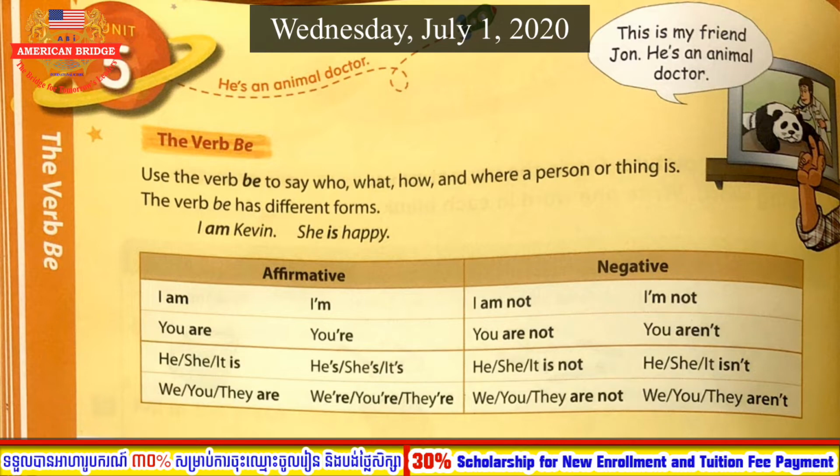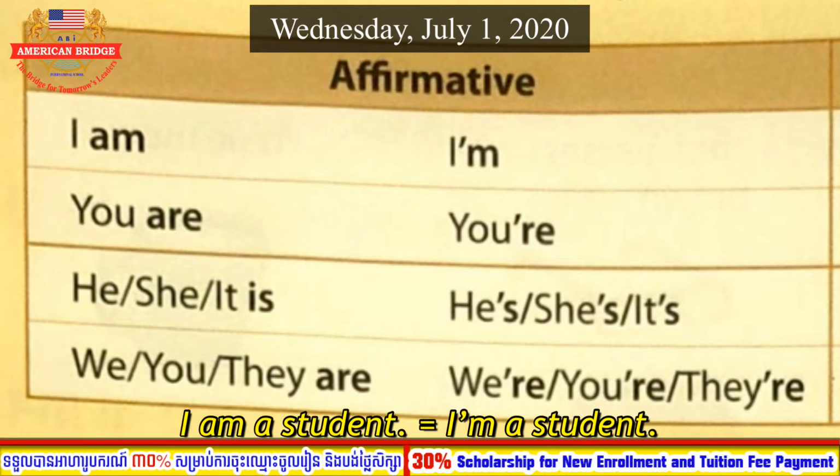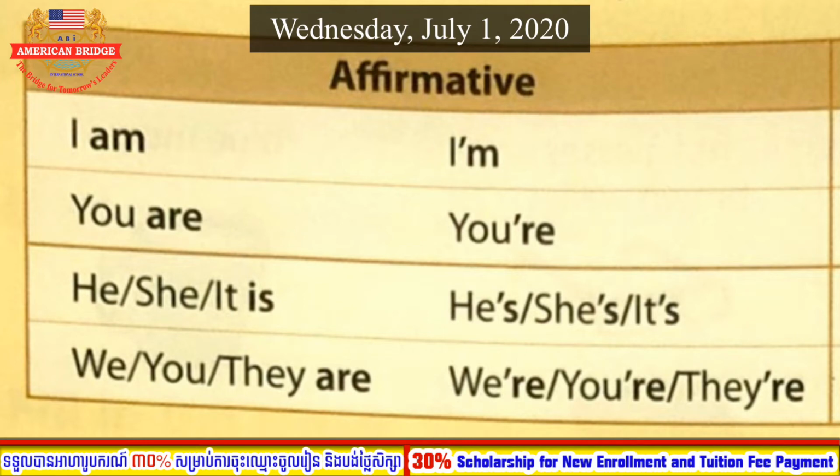So now let's look at the table. In the table, you can see affirmative and negative. Affirmative means positive. So like I told you, verb to be am, we use with subject I. Verb to be are, we use with subject you, we, they. And verb to be is, we use with he, she, it, right? And you can also see the contracted form, or we can say the short form. Like example, I am became I'm. Example, I am a student, or you can say I'm a student. And then you are, and the short form is you're. You are a student, you're a student. Okay? So he, she, it, we use with is, and the short form is he's, she's, or it's.